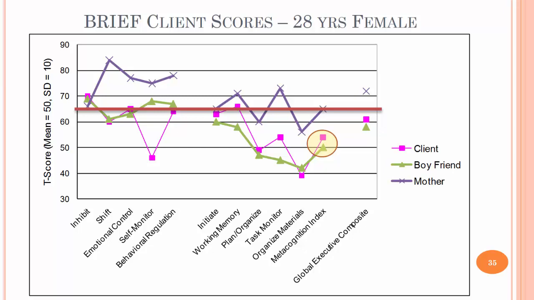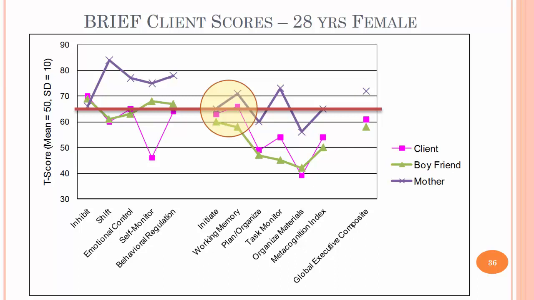Next, we want to take a look at a possible resource that the client has. Scores are within the normal range in terms of her appraisal of herself and her boyfriend's appraisal of her behavior, but elevated for the mother in terms of her appraisal of her daughter's behavior. Now, within the metacognitive index, we find two really interesting patterns. The first one has to do with elevations with regard to initiation and working memory. With regard to initiation, all three provide a modest elevation. With regard to working memory, both the client and her mother indicate that there's a significant problem. The boyfriend either doesn't notice it or doesn't consider it a problem.